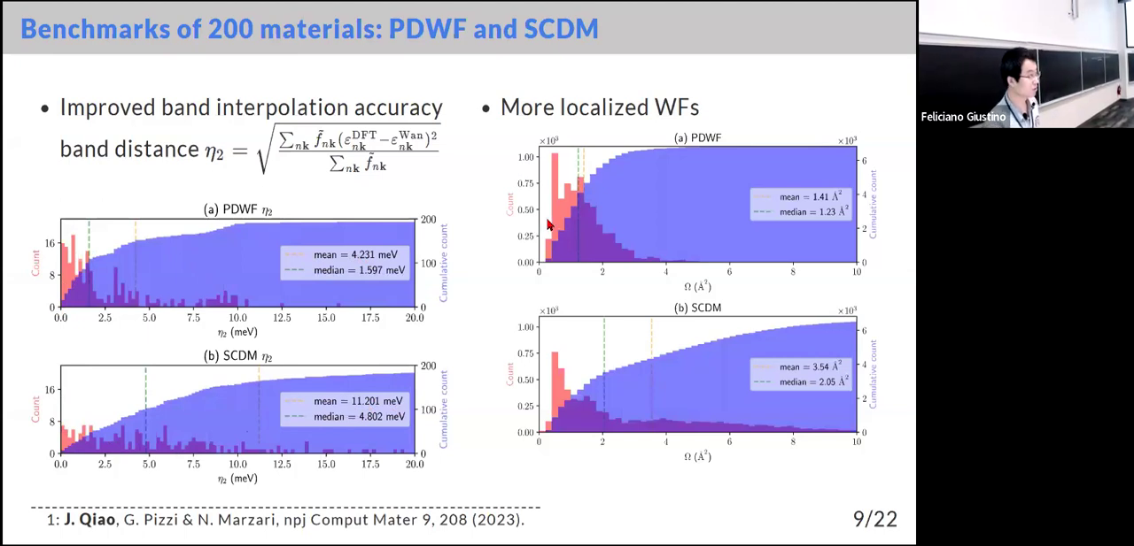In addition, we can also look at the spread of the Wannier function. The PDWF is more localized here, while for the SCDM, as I have shown you in the previous slides for the graphene case, they can include those free electron-like bands in the density matrix. So usually you will get several Wannier functions with large spread.